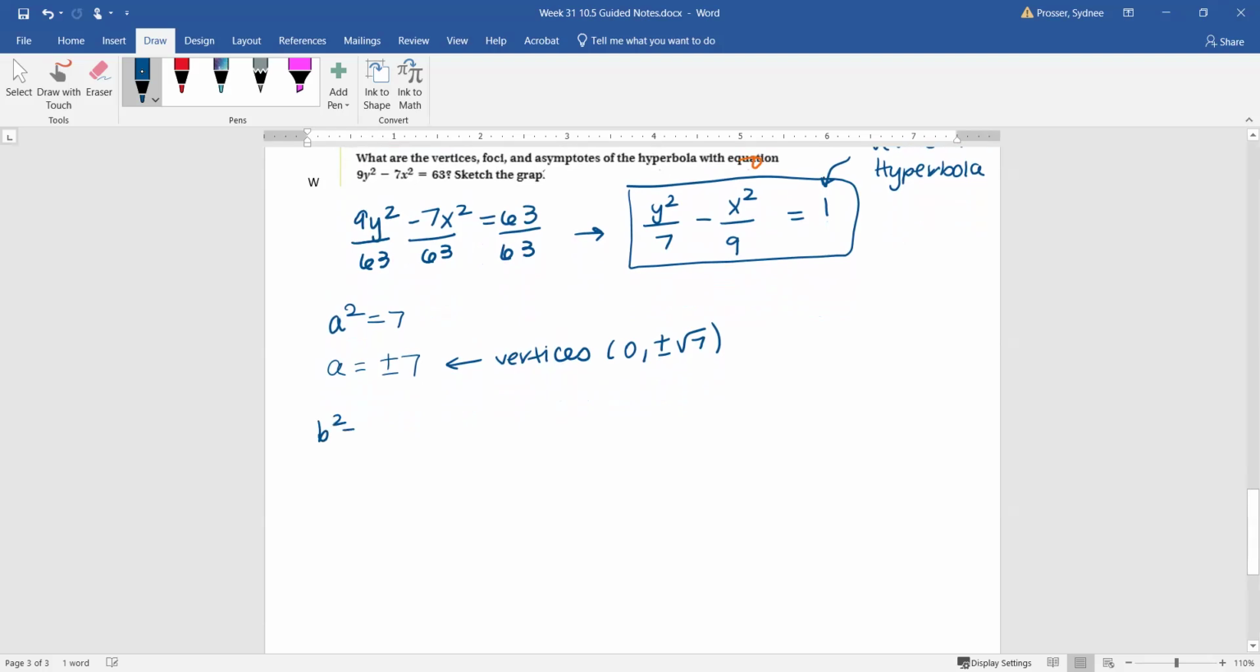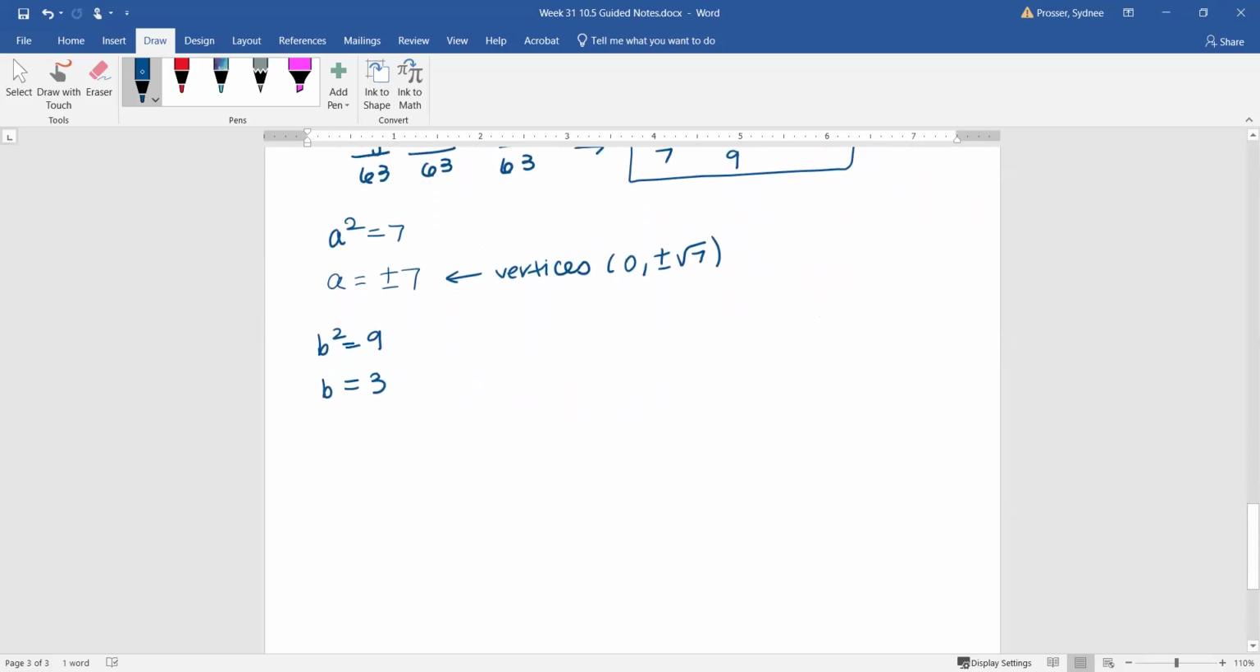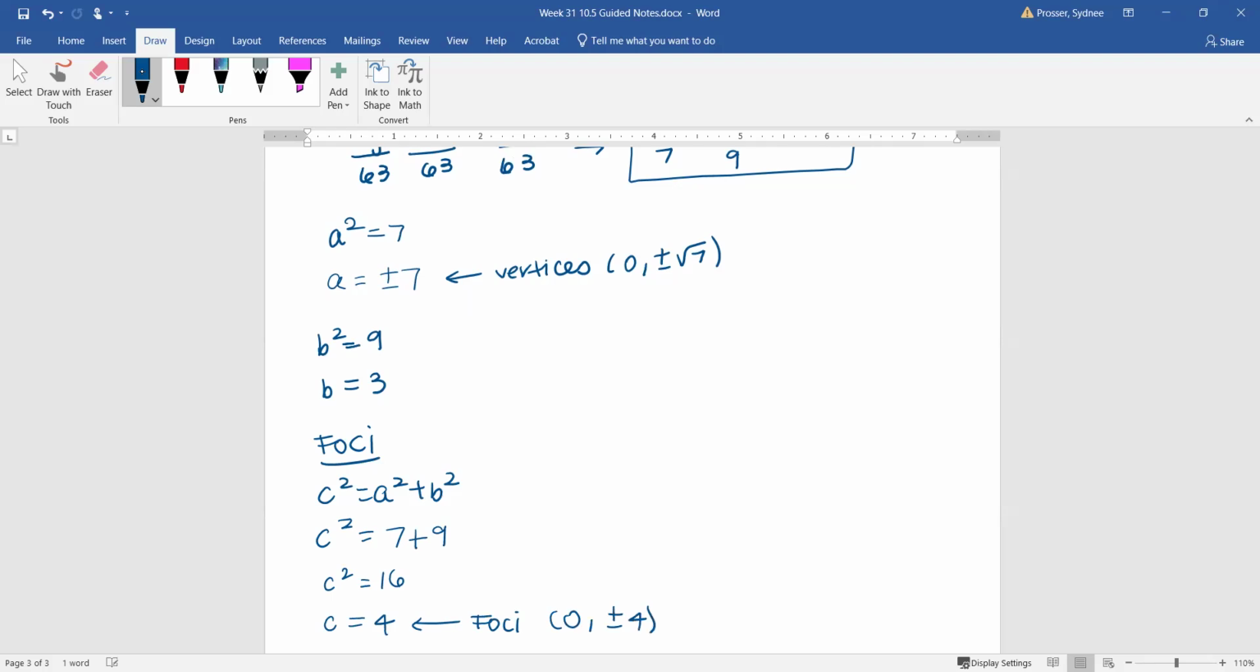And then I've got my b squared is 9, so my b is 3. And that helps me graph this. It doesn't give me a piece of information, it just helps me graph it. I still need to find my foci, so let's find the foci by doing c squared equals a squared plus b squared. C squared equals my a squared, 7, plus my b squared, 9. So my c squared is 16, so my c is 4. That tells me my foci are at 0, comma, plus or minus 4. Again, it's along that vertical transverse axis.